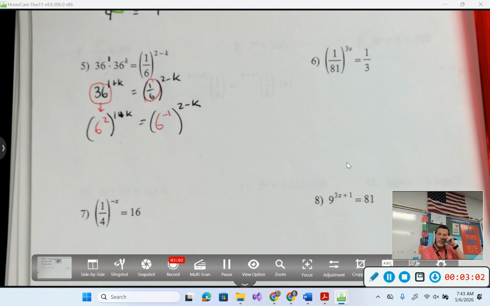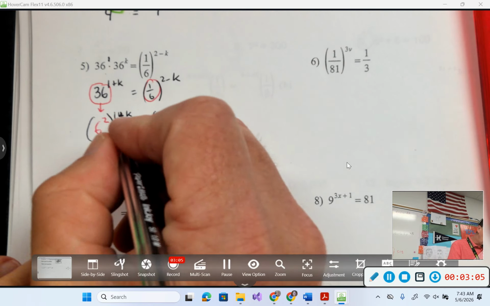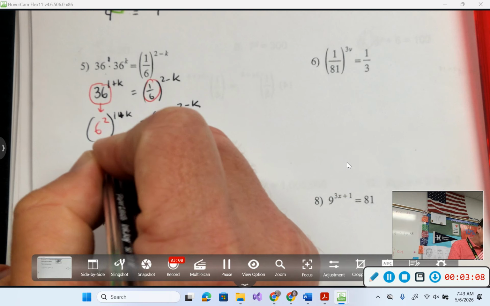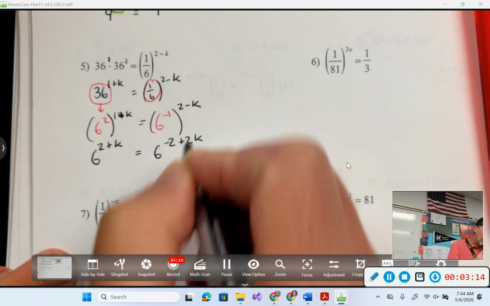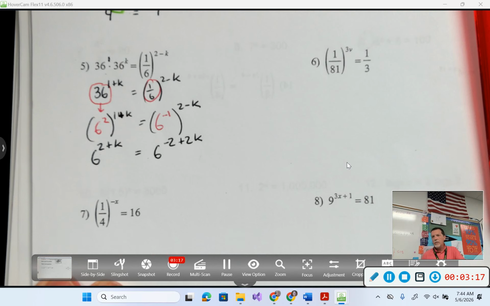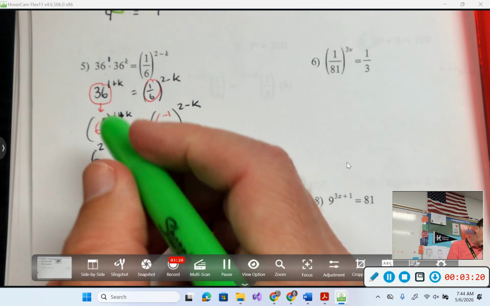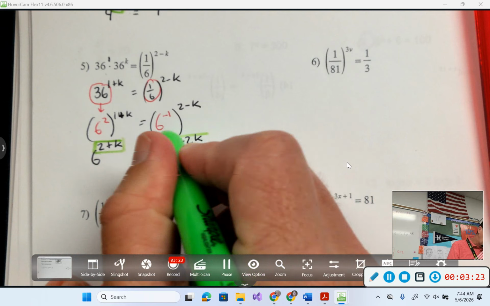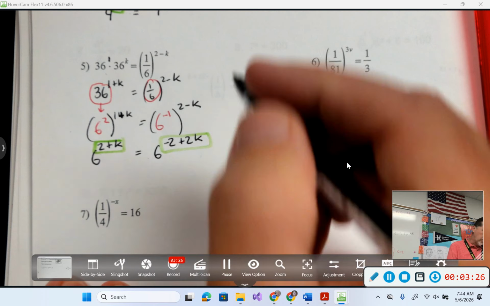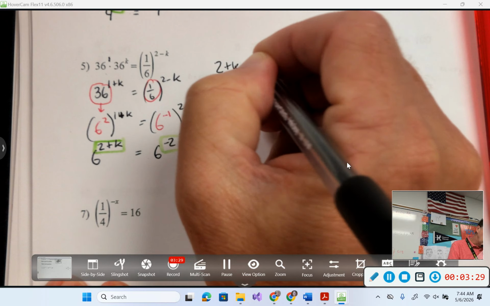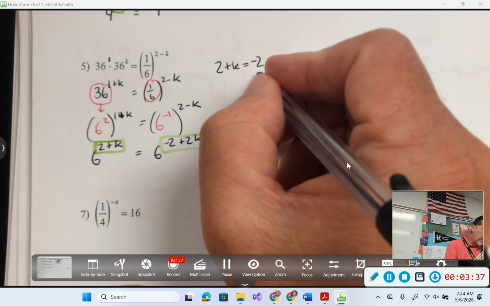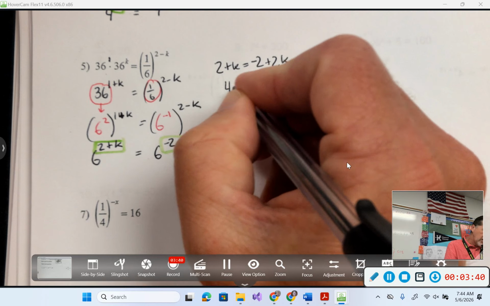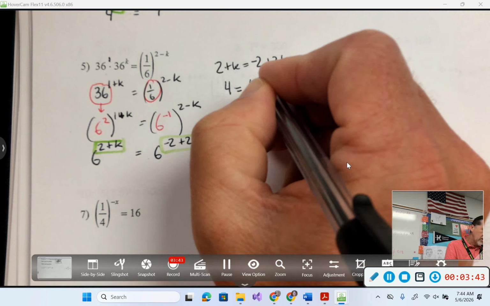So now I've got them both in terms of 6's. So let's distribute the exponent. So that's 6 to the 2 plus k equals 6 to the negative 2 plus 2k. And now we're down to the easy parts because now we've got the something equals something step. So the two exponents have to equal for this to work. So 2 plus k equals negative 2 plus 2k. Let's see, I would add 2 to both sides, and then subtract k from both sides, and get k equals 4.